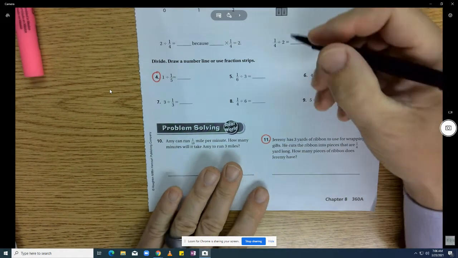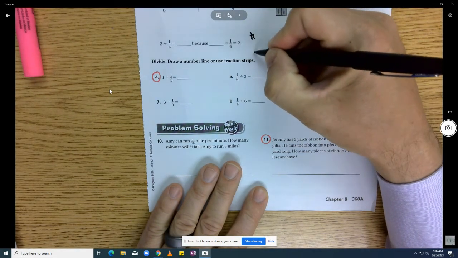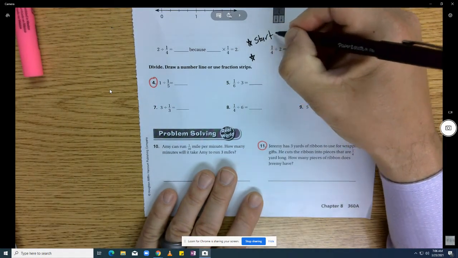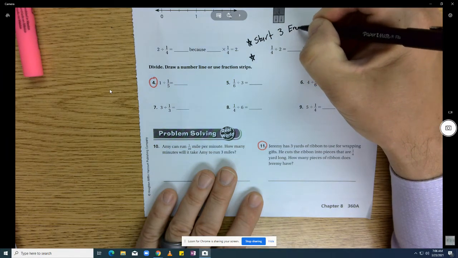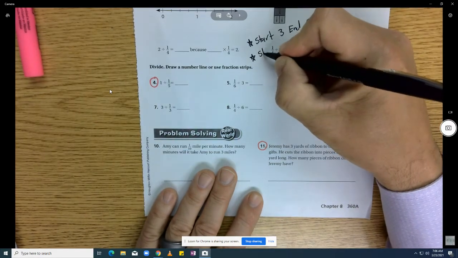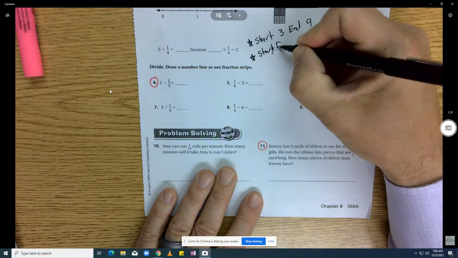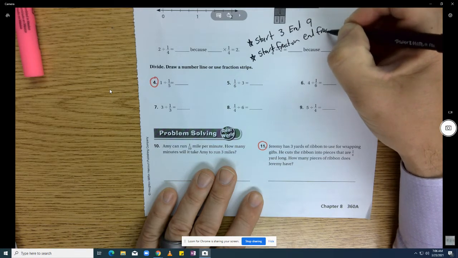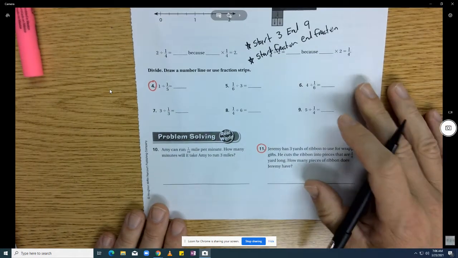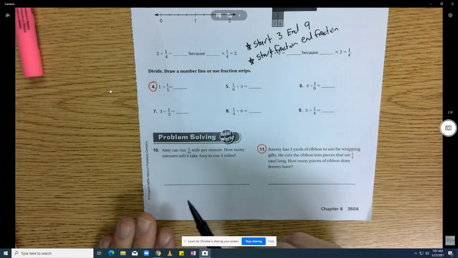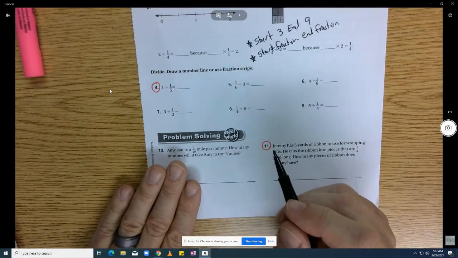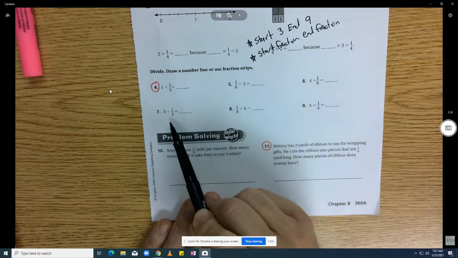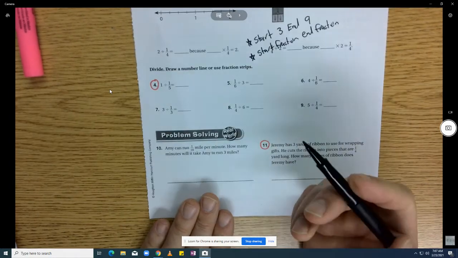Let's remember that our key here, if I put a couple of stars up here: start with whole number, end with whole number. Start with fraction, end with fraction. Remember that? We wrote that yesterday as our stars in our notes. That's the key to dividing fractions, okay? So let's draw a picture. Actually, I want to do these two by drawing pictures for them, just to remind you, and then the rest we'll just do in our head, okay?